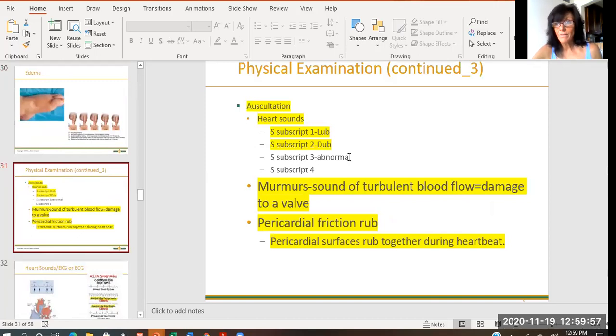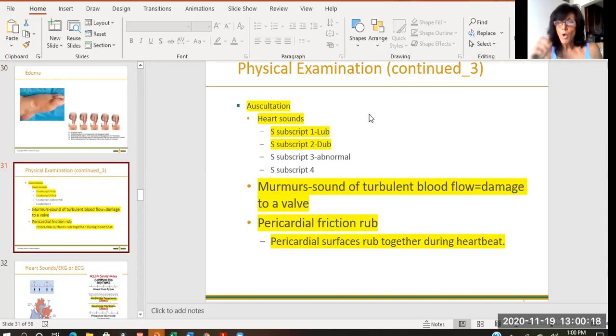Okay. When you're listening to the heart, you're listening for heart sounds. S1, S2, S3. So what you're listening to are heart sounds. S1, lub, S2, dub. And we'll talk later about what S3 and S4 can mean because they're not normal, okay?